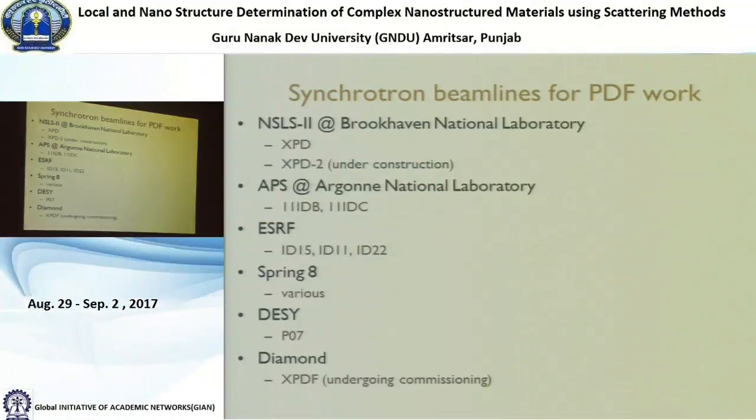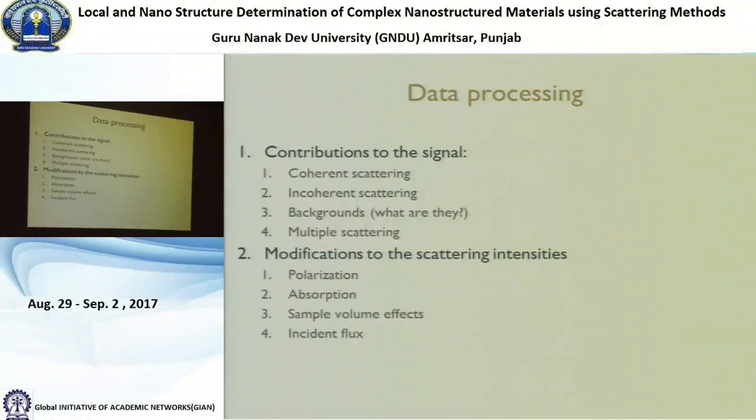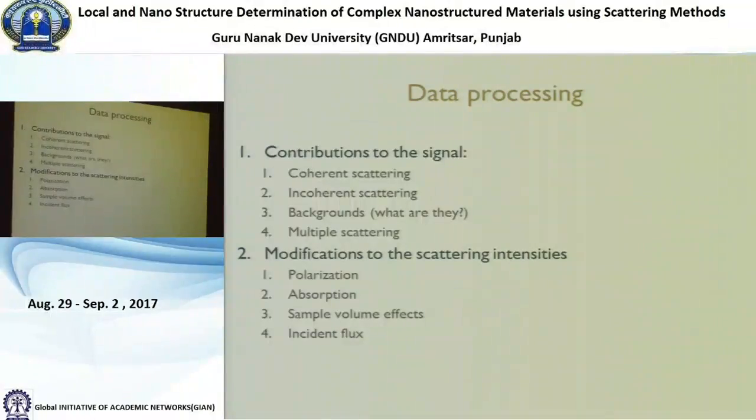Now, there are very many corrections, and it's a very detailed subject. In my book, there's chapter 5, which is 100 pages long, and all it deals with is doing these corrections. This has been a huge headache over many, many years, but we actually know how to do it. You don't really need to know these, such as sample volume effects and incident flux, for now. But the detailed mathematics and everything is in that chapter of the book.